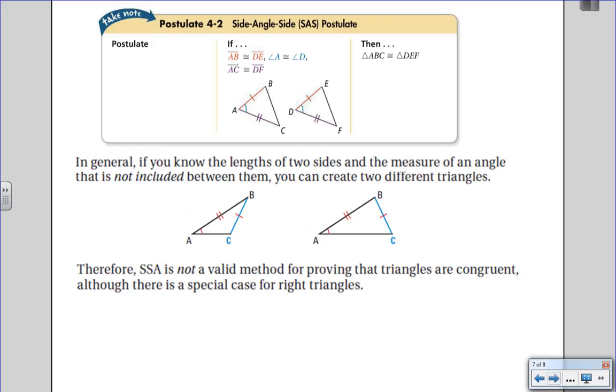Alright, time to learn the last couple things here. Postulate 4.2. So we had side, side, side. Now let's learn side, angle, side, or as you will write, SAS. So, side, angle, side, and the way it's said is very important. We have a side, we have an angle, then we have a side.